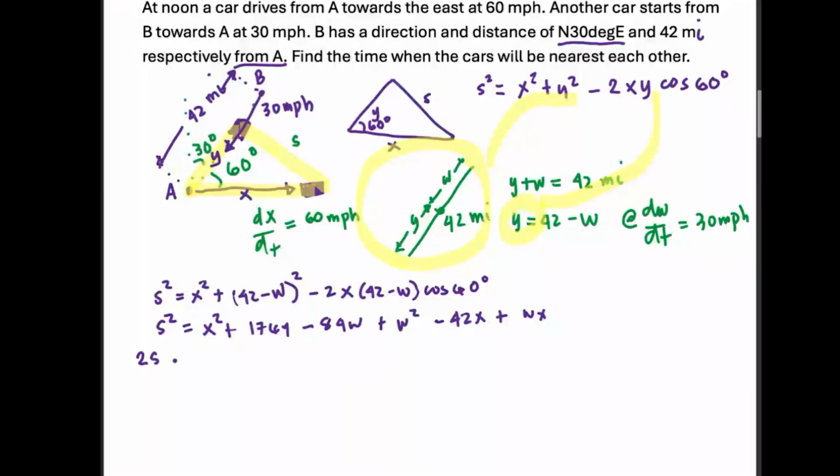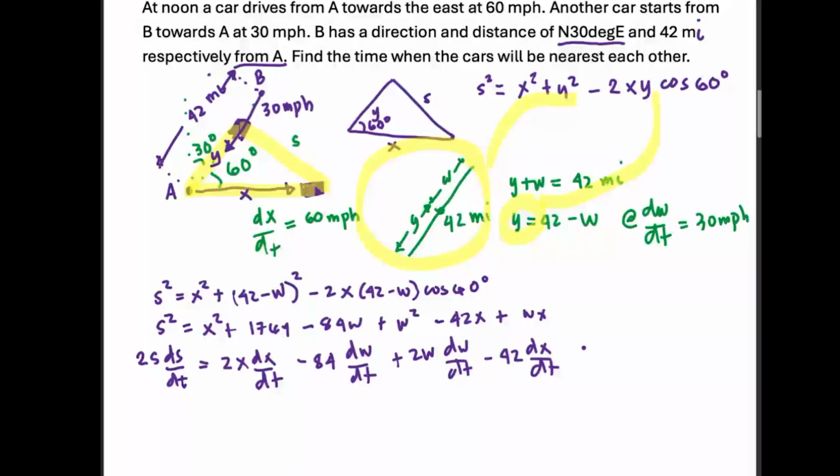2s ds over dt, 2x dx over dt, 0, minus 84 dw over dt plus 2w dw over dt minus 42 dx over dt plus w dx over dt plus x dw over dt. Right? So let's simplify and substitute the values that we can substitute.